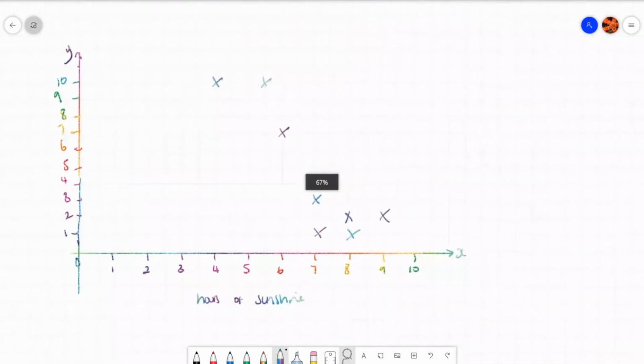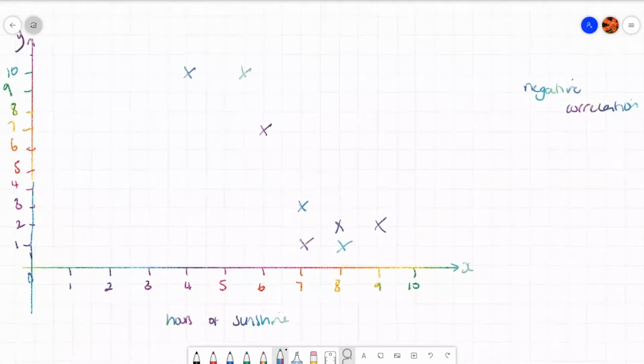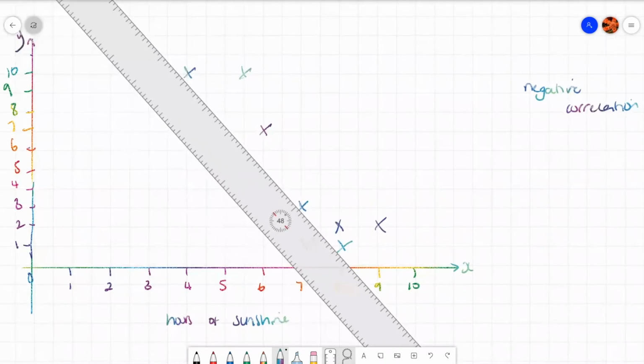So first of all, what type of correlation? Well, if we start from the left, find our first point up and the others are going down. So we're going to say it's negative correlation. And then we're going to try and draw a line of best fit. So you get yourself a ruler. And you remember, try and go through as many points as you can.